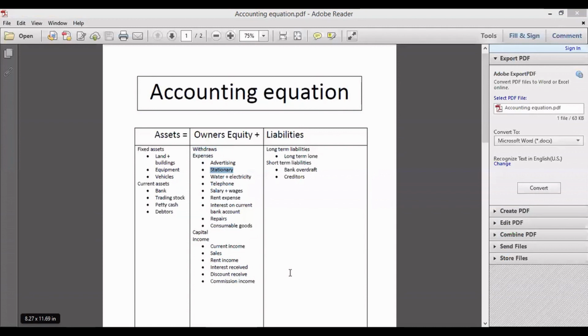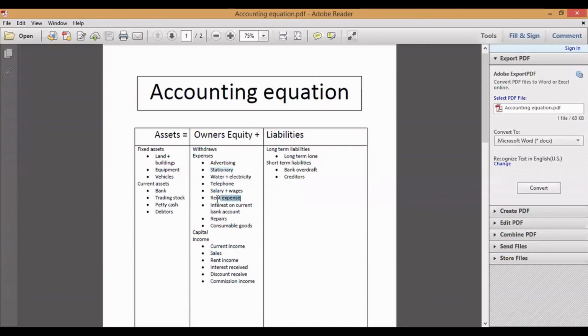The next one, rent expense. It already tells you expense, and all expenses, as you can see here when you look at owner's equity, fall under owner's equity. So then you can just put it over there.